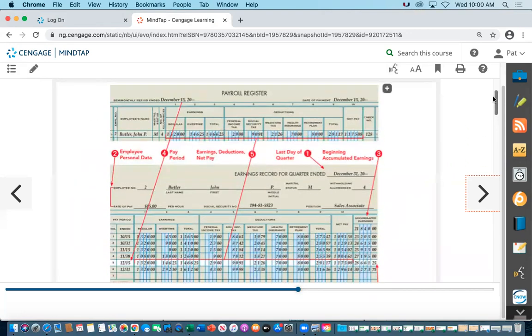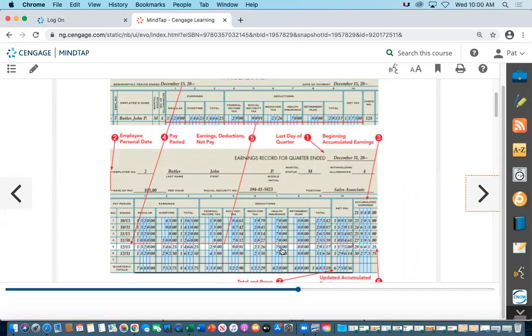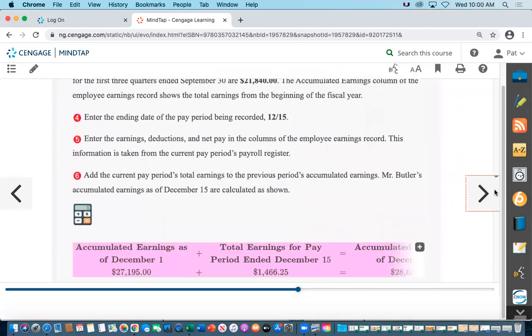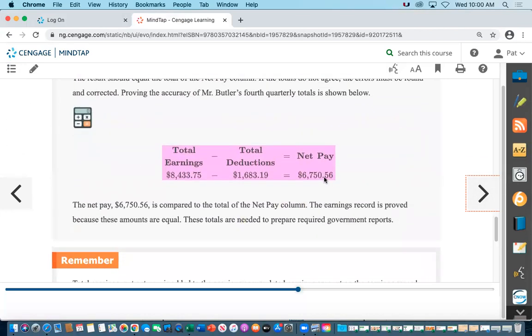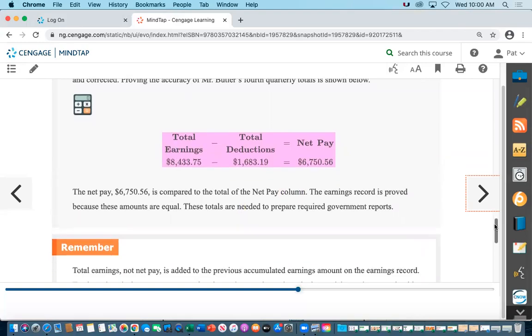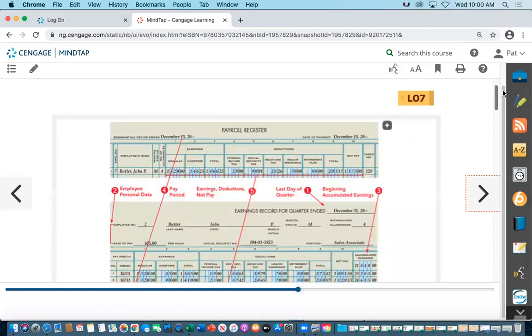Again, all these steps that we just talked about, you're going to copy everything you did onto here. You're going to take accumulated earnings from the previous period, add it to total earnings to get your new one. That's what they're telling you in all these steps. Accumulated earnings from the previous period plus total earnings from this period give you accumulated earnings for the total time. Again, they're reinforcing the idea that Social Security taxes are not owed because we haven't exceeded the first $106,800 worth of earnings. They keep talking about how you figure out net pay. We talked about it already. So kind of self-explanatory.